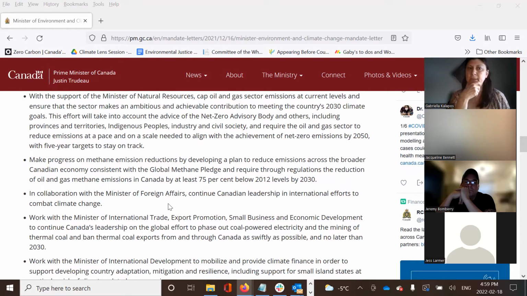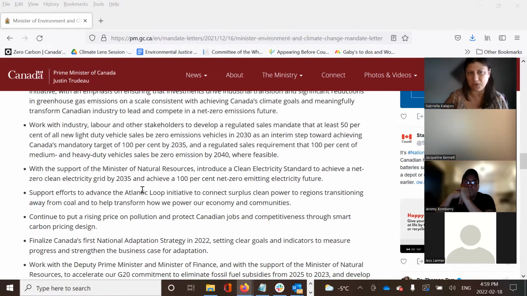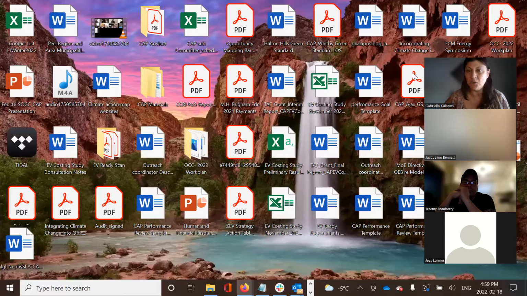So they kind of speak to the methane emissions and the federal government's role in that. And then, speaking of bringing in the different ministerials, I did want to highlight that these are just some examples of the bullets that you would use.